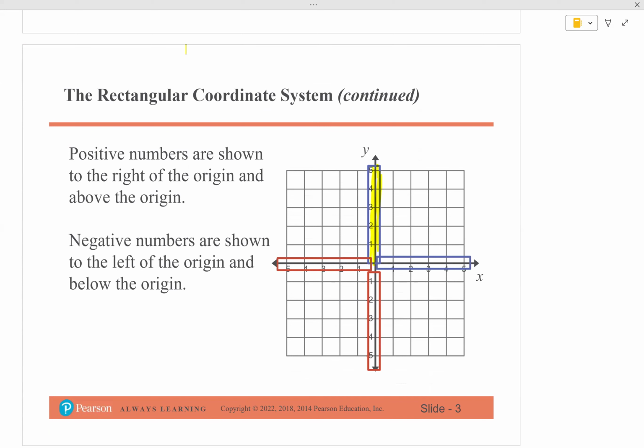Above the origin, on this y-axis, these values are positive. You notice it goes 1, 2, 3, 4, 5. You could extend the axis to go higher, depending on what you need it for: 6, 7, 8, 9, however you want. Same thing with the right side of the x-axis: 1, 2, 3, 4, 5, the positive values.